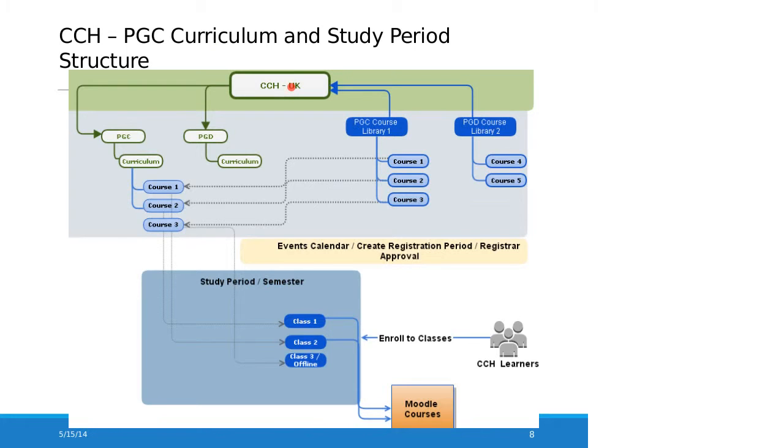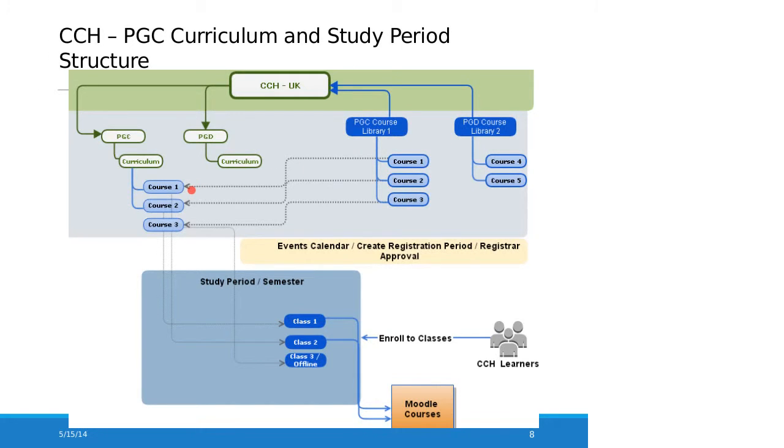Here CCH UK is an organization. They have different programs like a PGC and a PGD. Right now they are launching the PGC, which has a curriculum, and the curriculum has courses. These courses come from a course library. You can think of a course category, but we're not using course category, we're using a course library where it has courses as well as instructors. They will be mapped to a particular curriculum.